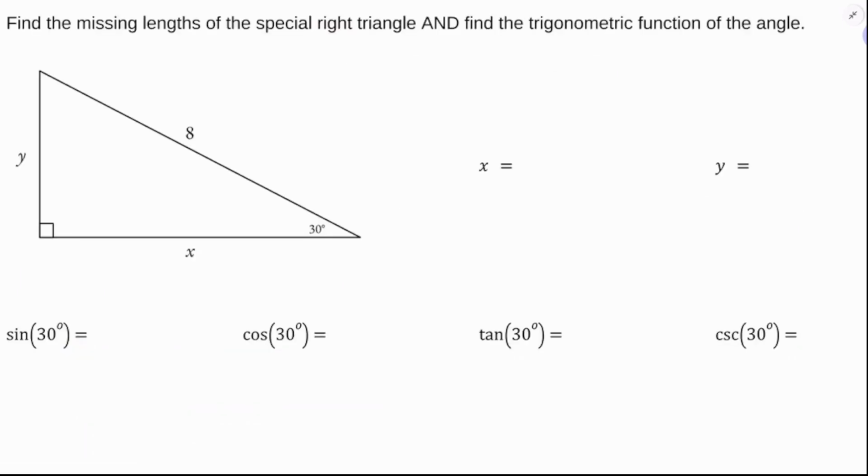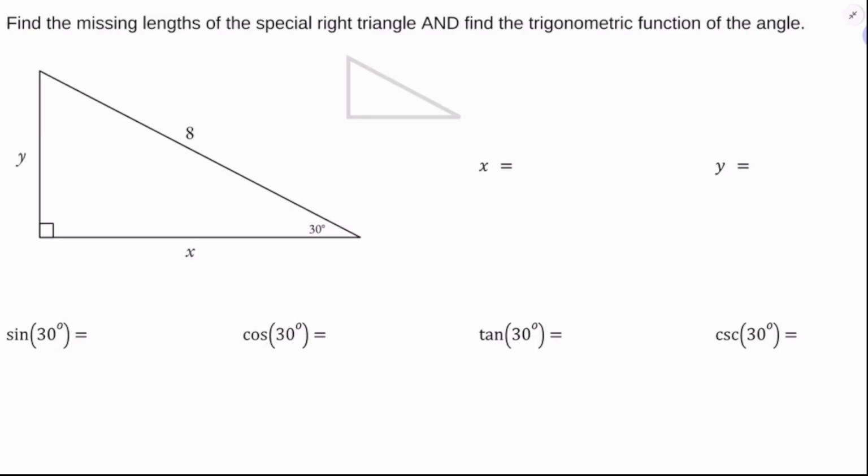Okay, now we're going to find the missing lengths of the special right triangle and find the trigonometric function of the angle. Okay, yeah, that's what it's saying. So we've got a 30, 60, 90 because it's a right triangle and one of the angles is 30. We've got x, y, and 8. So this is where we need to bring out the template and work with that to scale it up.